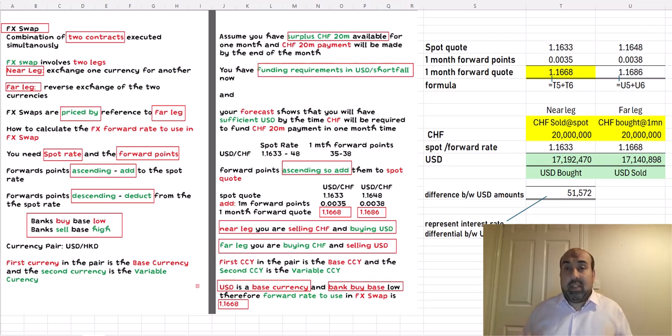Morning everyone. In this video, I will show you how to use FX swap to convert surplus cash in one currency into the currency of our funding requirement.